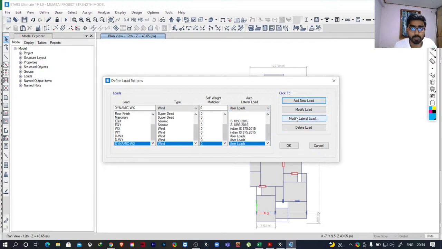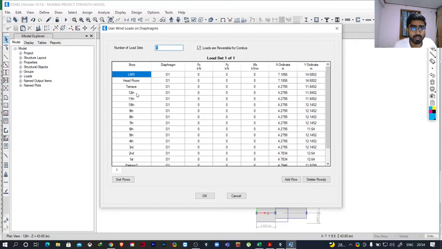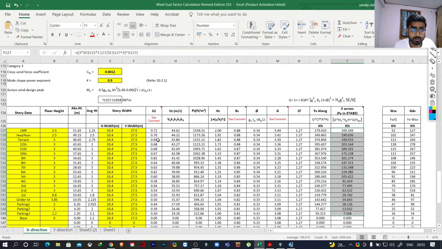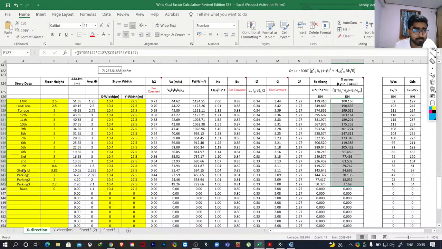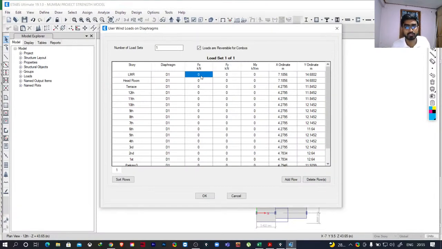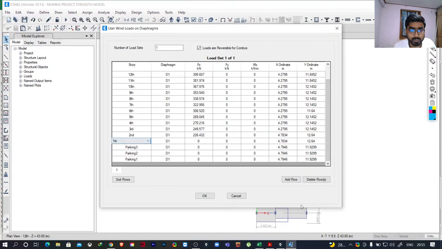So add new load. Now you click on modify lateral. Here you can see the diaphragm is given at different heights, right? Now the along wind force should be pasted here in the FX, and the across wind force should be pasted in the FY. Okay, so let us copy this one from the sheet. In our case we have this girdle level and this first floor level. So I will copy up to the second floor first and paste here, because this is quite a typical structure. Control V. Up to the second floor we have copied, the first floor and parking three. This parking three is nothing but the girdle level. So I will copy this later on.